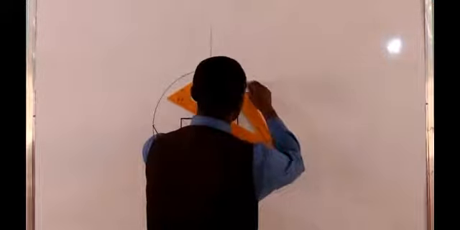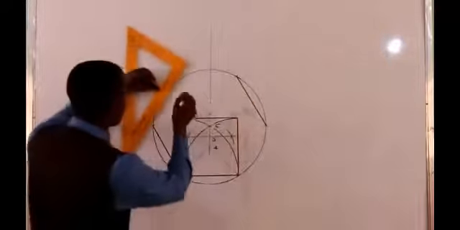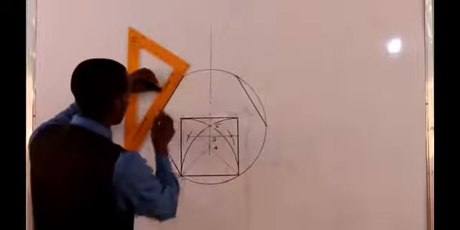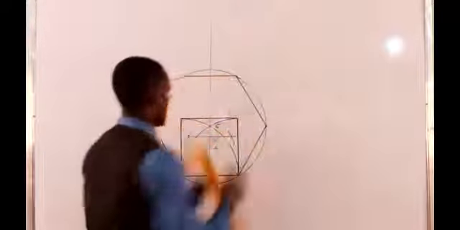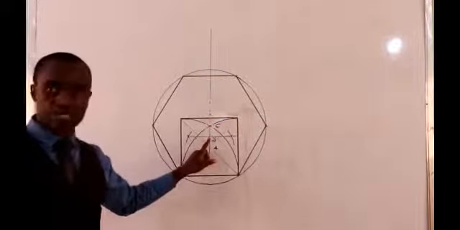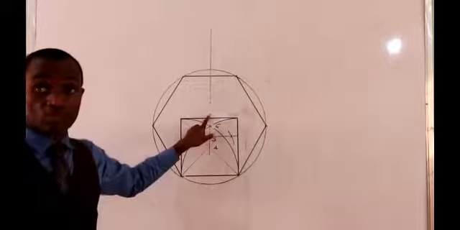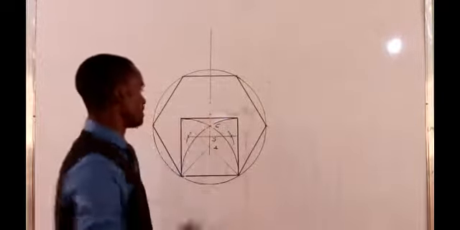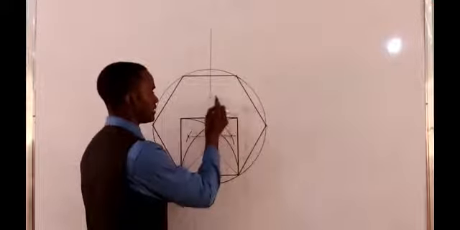Take this one. Take this one. Take this one. And lastly this one. Same, if I use this one, I'll get a pentagon. If I use this one, I'll get a heptagon. So this one will give me 7, 8, 9.